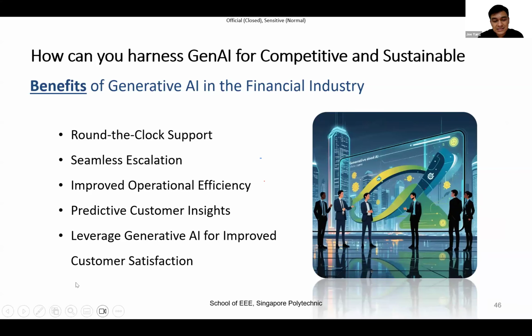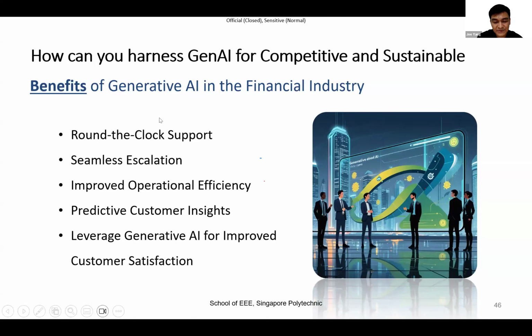Okay. Some benefits of Gen AI for finance industries. You can remember it can operate 24/7 round the clock, seamless escalations, improve operational efficiency, predictive customer insights. For example, if you've got many customer feedbacks, you can use Gen AI to get the data from your customer feedback information and ask Gen AI to summarize for you.